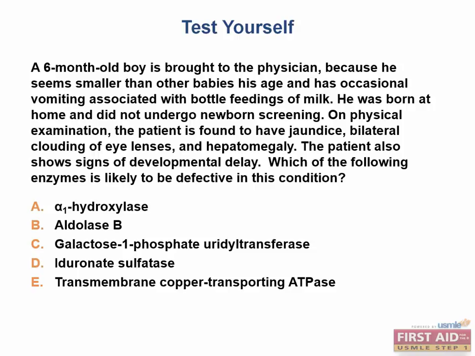The defective enzyme here is C, galactose 1-phosphate uridyl transferase. The question prompt gives us all the information we need to figure this one out. Here, a 6-month-old presents with vomiting after bottle feedings. He had no newborn testing, so he may have one of the commonly tested inborn errors of metabolism. This boy has jaundice, lens clouding, hepatomegaly, and developmental delay.